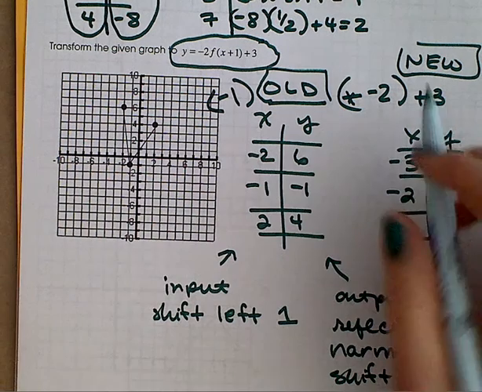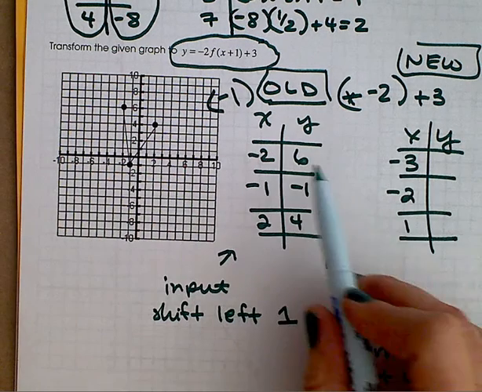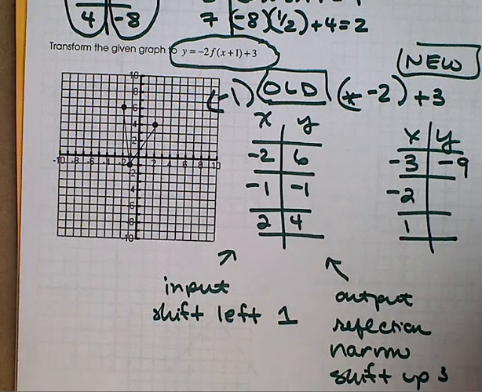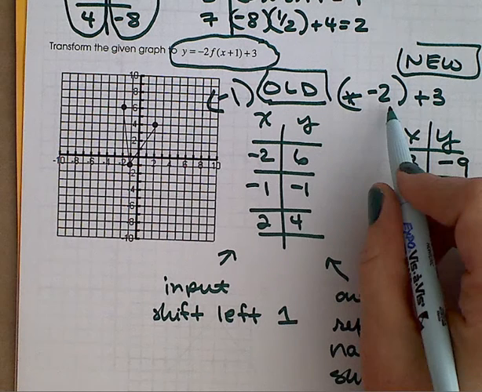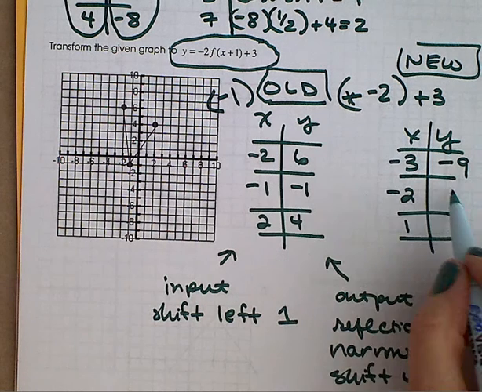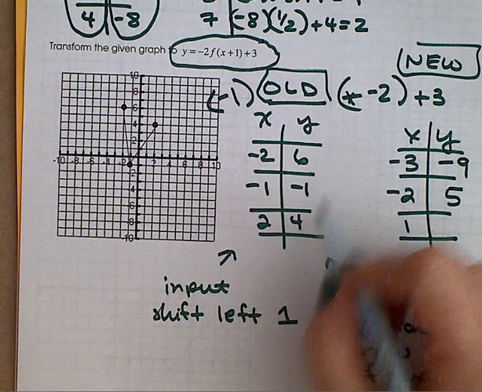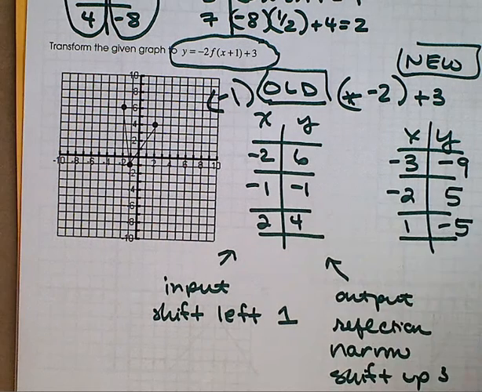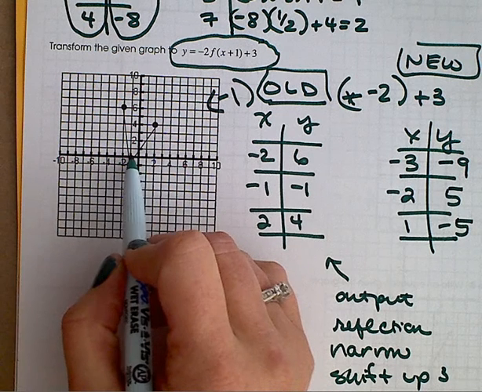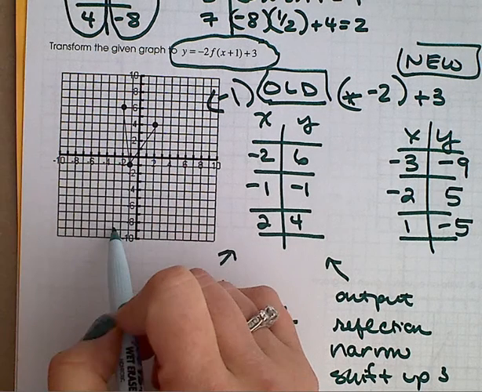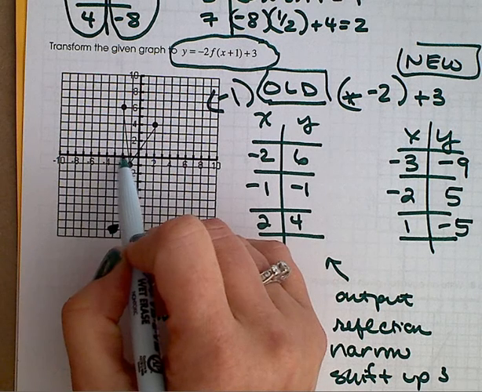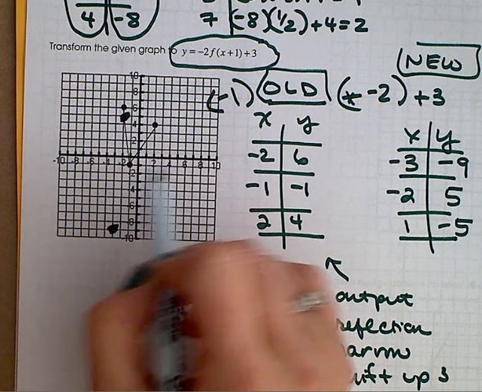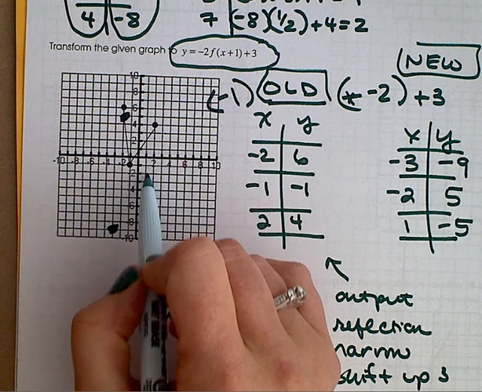The new output will be 6 times -2, -12, plus 3 is -9. -1 times -2 is 2. 2 plus 3 is 5. 4 times -2 is -8. Plus 3 is -5. So -3, -9, -2, 5, and 1, -5.